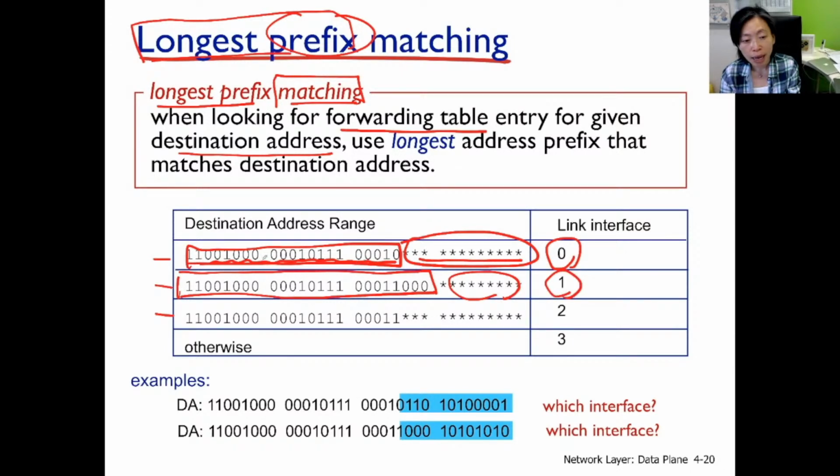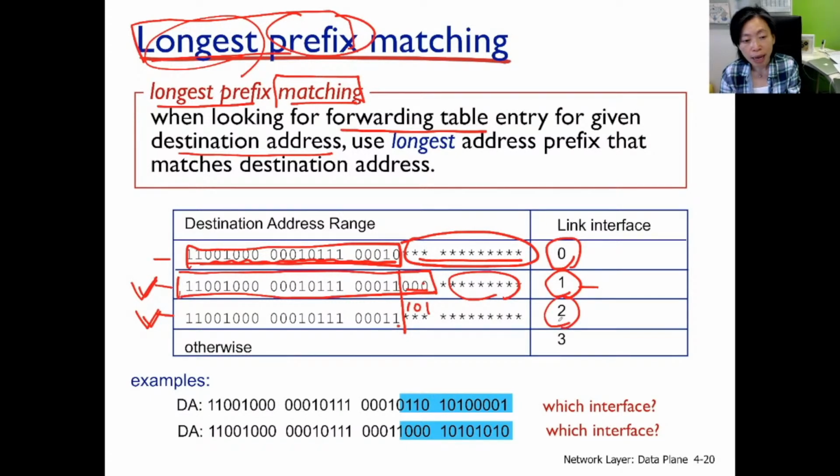Now, there could be multiple entries. For example, this entry and this entry: up to this point, they are the same. So you could have an IP address matching both entries. In this case, we take the longest prefix, the entry that the destination IP address matches the longest. If the remaining 3 bits of this IP address are 000, then we forward that packet to output 1. If it's something like 101, then it does not quite match this entry, but it matches this entry, so we send it to output 2.